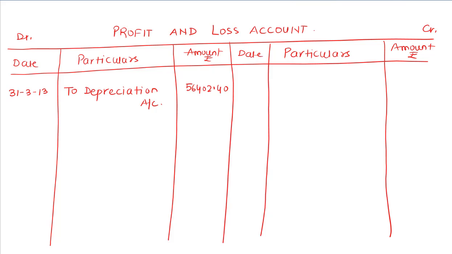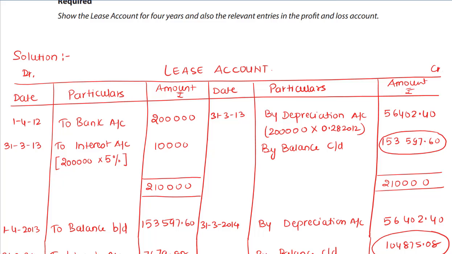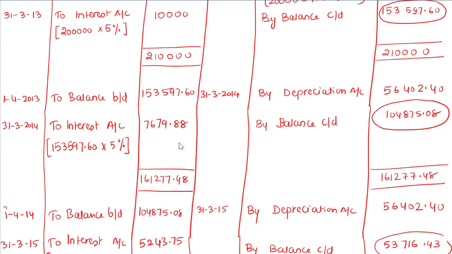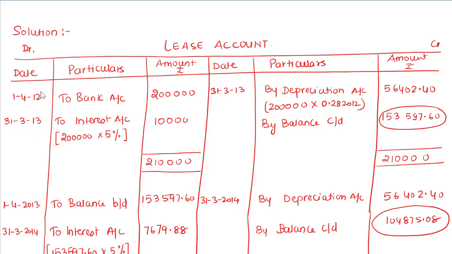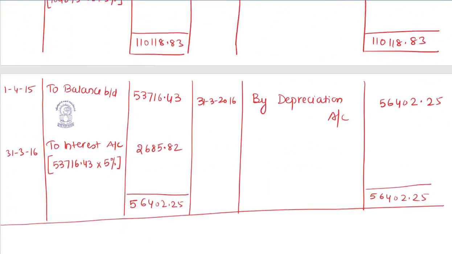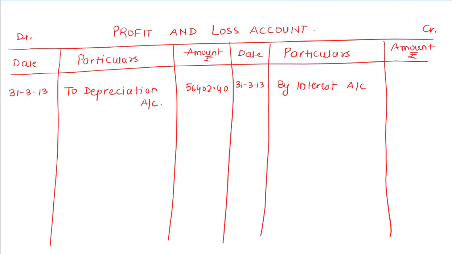Let us charge the interest to profit and loss account. So 31st March 2013, by interest account. What is the interest in the first year? For 2012-13, the interest is 10,000. By interest 10,000. So this extract of profit and loss account is closed here.